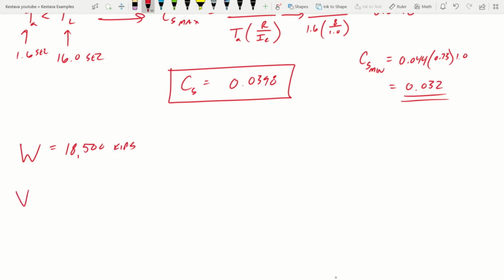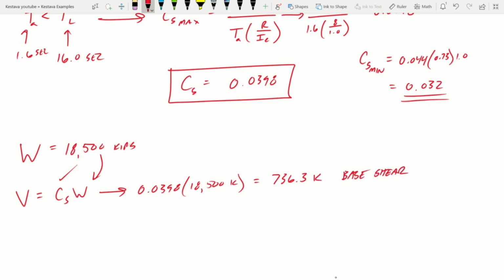Now we know the base shear from equation 12.8-1. I already showed it to you, so I'm not going to go back to the code. This one's easy peasy. We got W, we got C sub S. That's just going to be 0.0398 times 18,500. That is going to equal 736.3 kips of base shear. And there we go. Now we have to distribute that to each story.